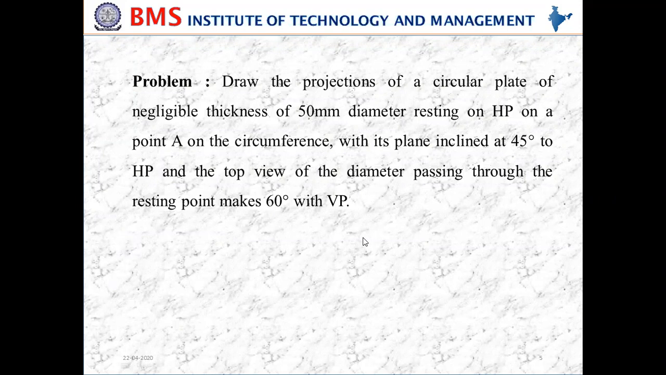See the question, and what the lamina is. The lamina is nothing but a circular lamina, and the diameter of the lamina is 50 mm, and it is resting on HP on a point, because the circular lamina doesn't have any sides or any corners. So he is giving that it is resting on a point A on the circumference of the circle, with its plane inclined at an angle of 45 degrees to HP.